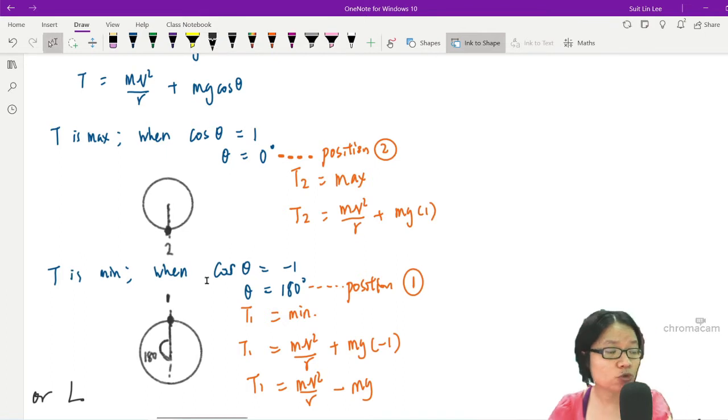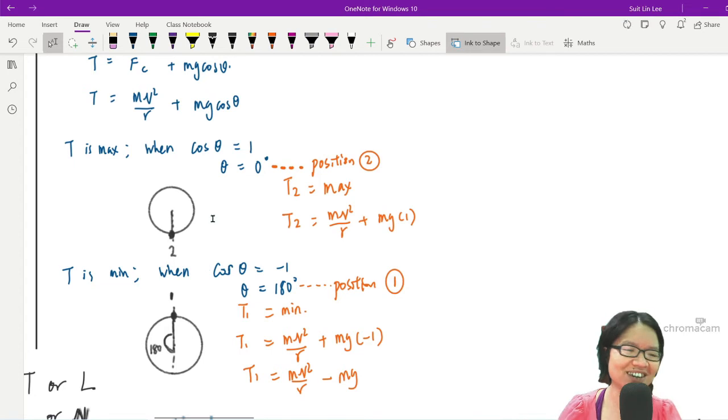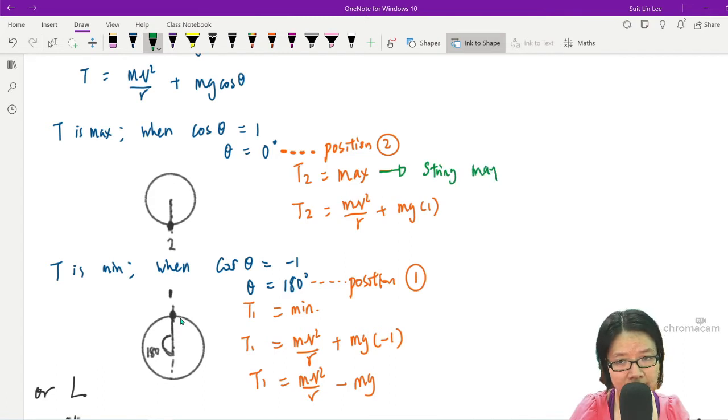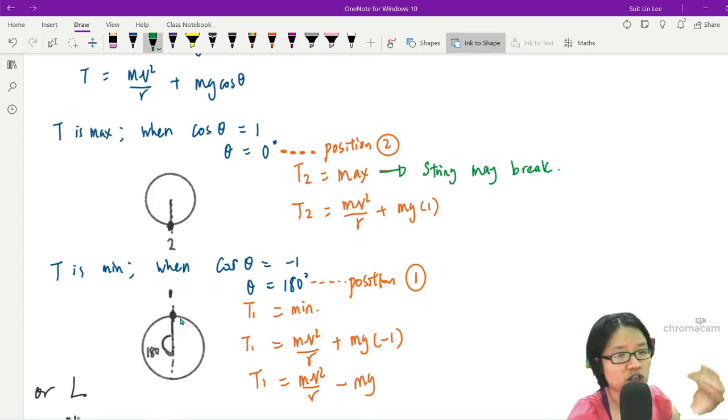Okay, so you might be thinking, well, actually I play yo-yo and I know this. Great. But now is the time to actually calculate it lah. So you will be able to see that if let's say I want the string to break, or any breaking will happen, it has to be when T2 is maximum. Okay, let me put a different color. Here is where the string may break. Because the string cannot withstand infinite tension. Maybe you reach a certain point where the tension is just too much, then the string will break.